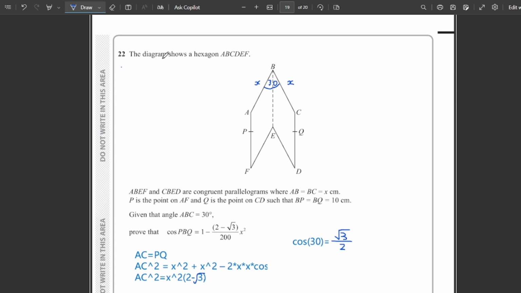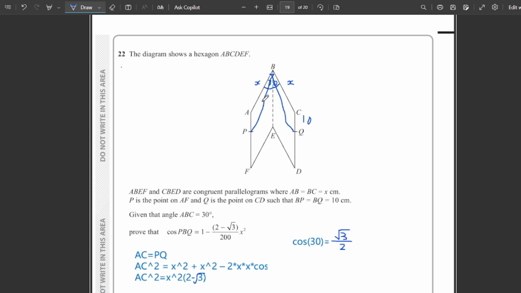The diagram shows a hexagon ABCDEF. ABEF and CBED are congruent parallelograms where AB equals BC equals x. So I labelled them. P is the point on AF and Q such that BP, which is this, equals BQ, which is 10 centimeters, and they're each 10 centimeters. Given that angle ABC equals 30, prove that cos PBQ equals 1 minus (2 minus root 3) over 200 x squared.